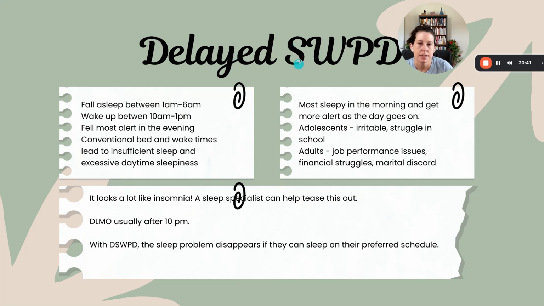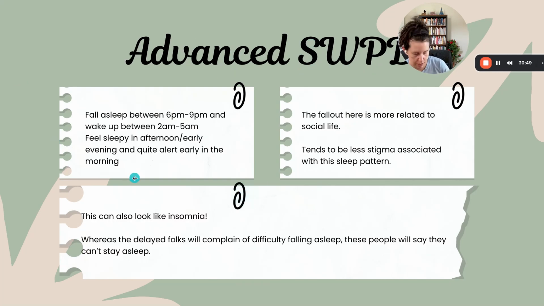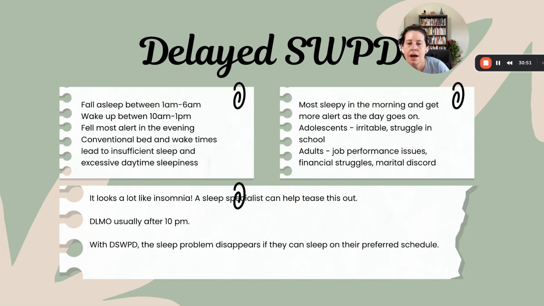Here's delayed sleep-wake phase disorder. So somebody with delayed sleep-wake phase disorder is typically going to fall asleep, again, left to their own devices, if they are allowed to just sleep naturally, most easily between 1 a.m. and 6 a.m. If they go to bed at 9, it's going to take them 4 hours to fall asleep. If they go to bed at 2, they're going to be asleep pretty quickly. Maybe, or it may need to be later. They're going to wake up sometime between 10 a.m. and 1 p.m. So this is what their cycle looks like.